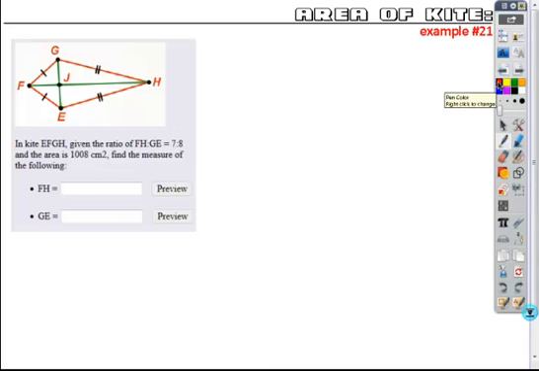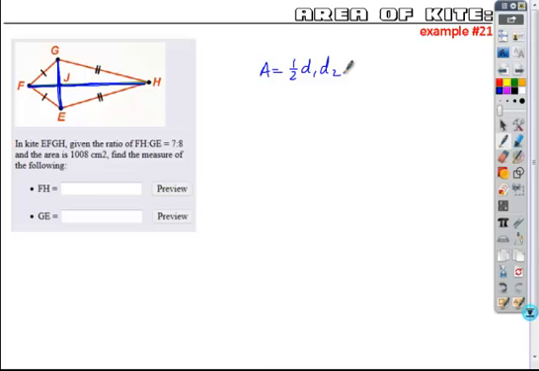So the idea behind a problem where you're given these ratios. You are told that the ratio of FH to GE, these are your diagonals, is 7 to 8, and you're told what the area is. Well, if you know that the area formula for a kite is 1/2 the product of the diagonals, and what you know is the ratio of those diagonals.